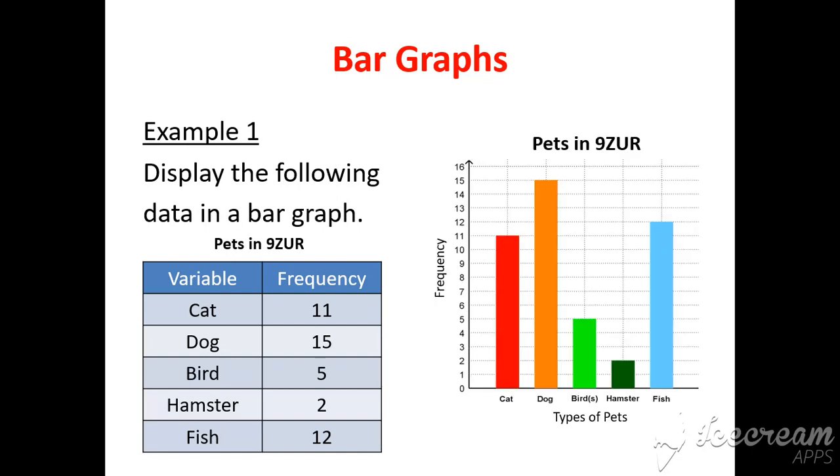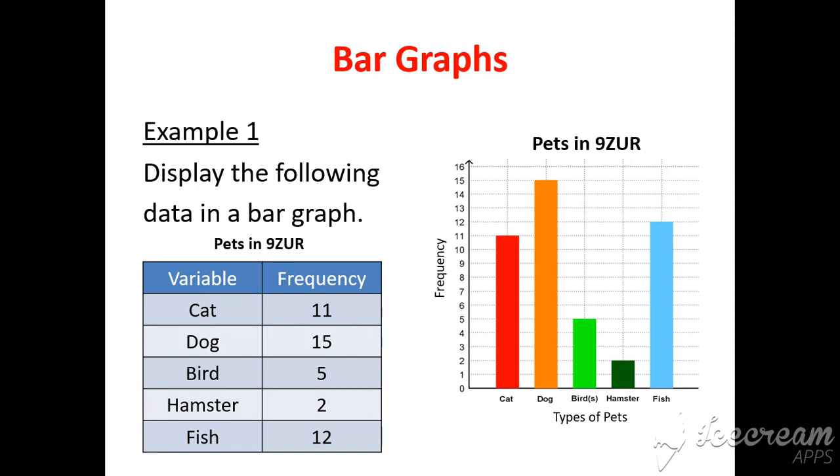Okay, well, this is what the graph would look like. You can see that you don't have to use different colors, but in red, I've got the cat, which goes up to 11. I've got the dog going up to 15. I've got the bird going up to 5. I've got 2 hamsters, and I've got 12 fish.